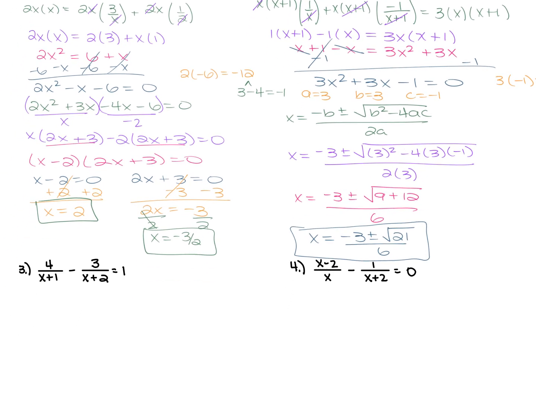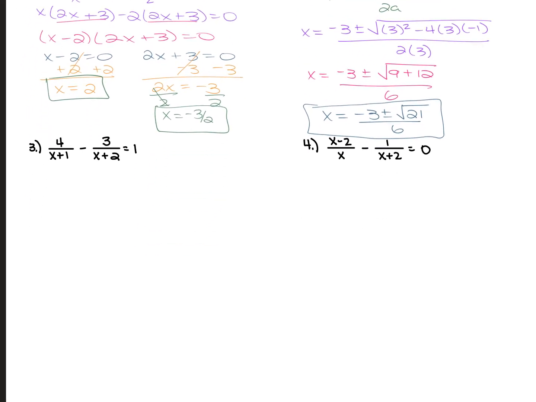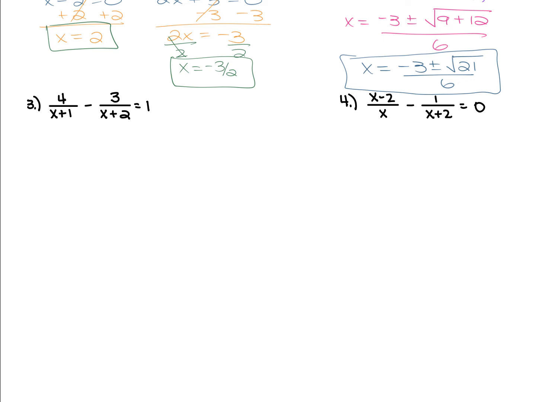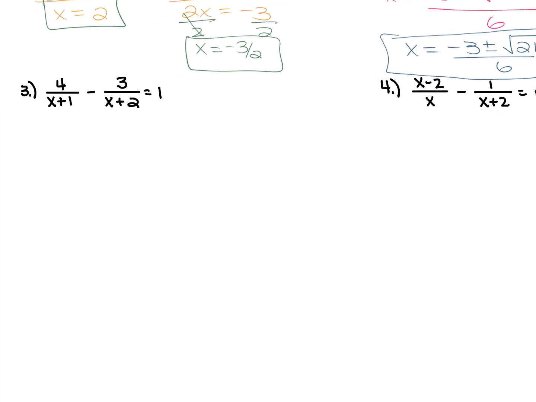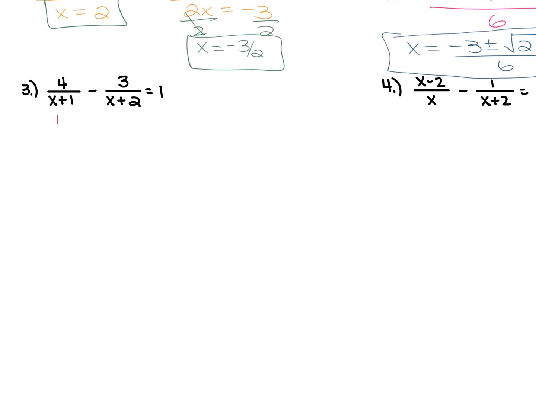For number 3, you have 4 over x plus 1 minus 3 over x plus 2 is equal to 1. For this one, your least common denominator is x plus 1 times x plus 2, which means your x cannot equal negative 1, and it can't equal negative 2. So just keep those in mind while you work this out.